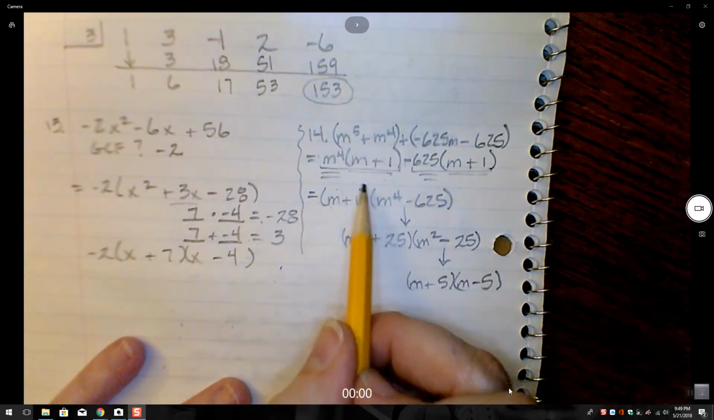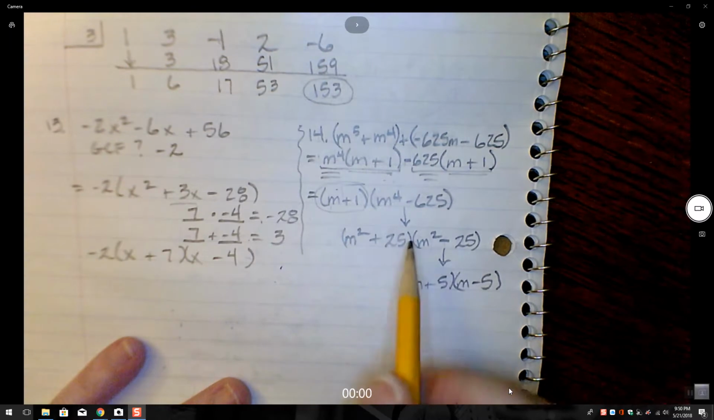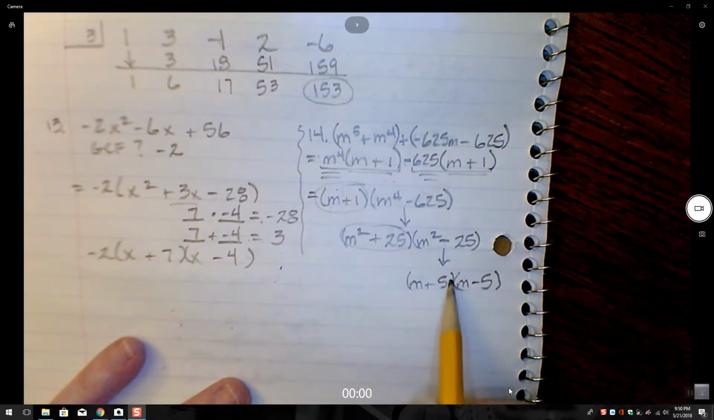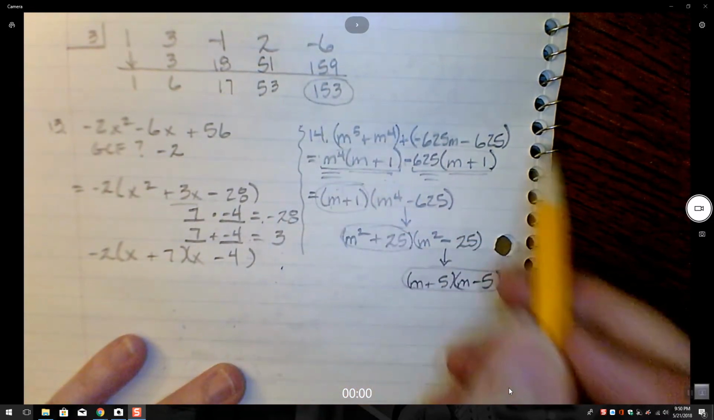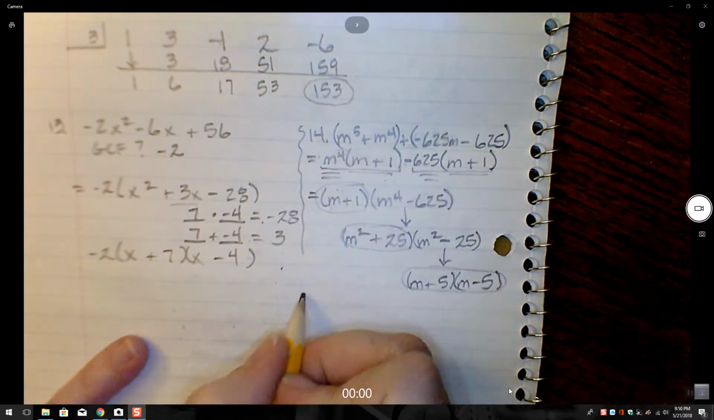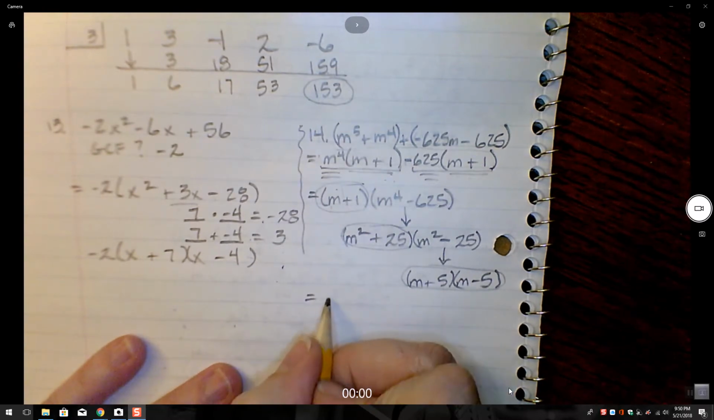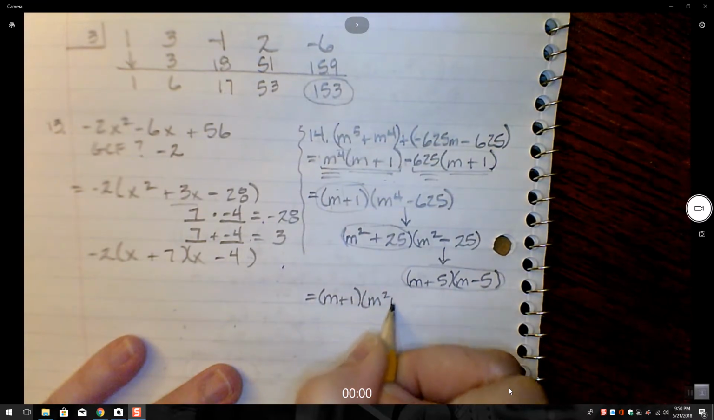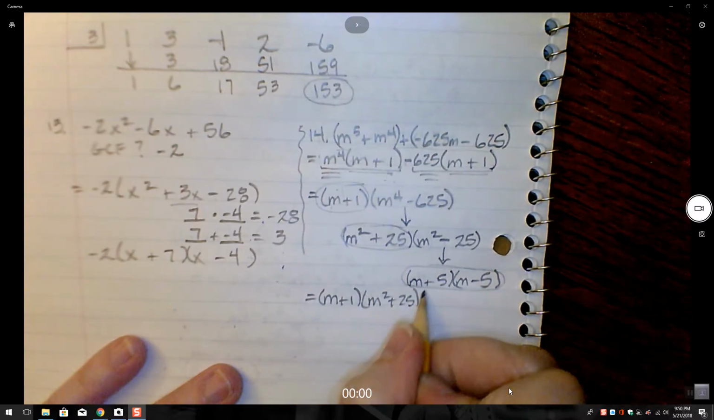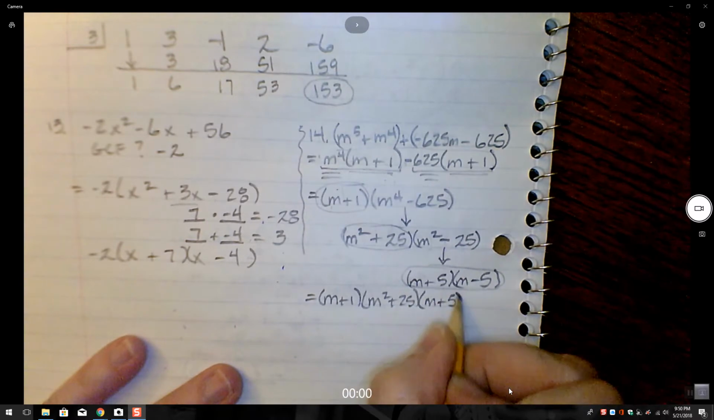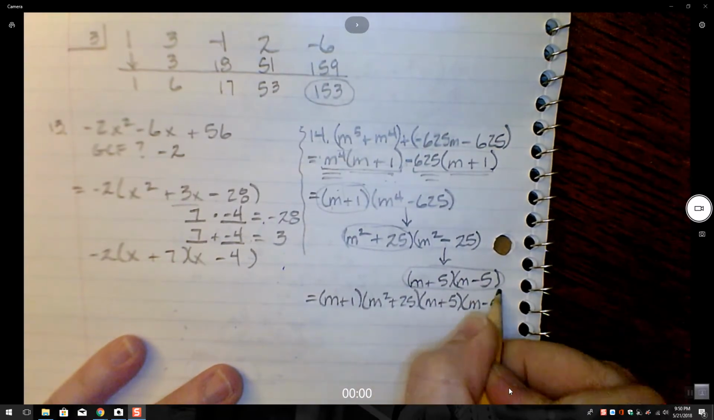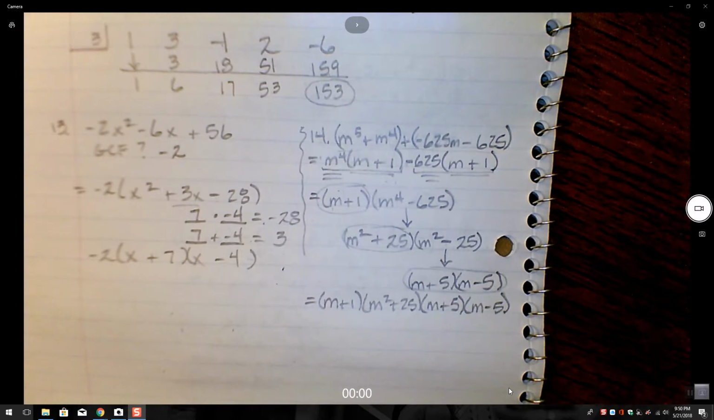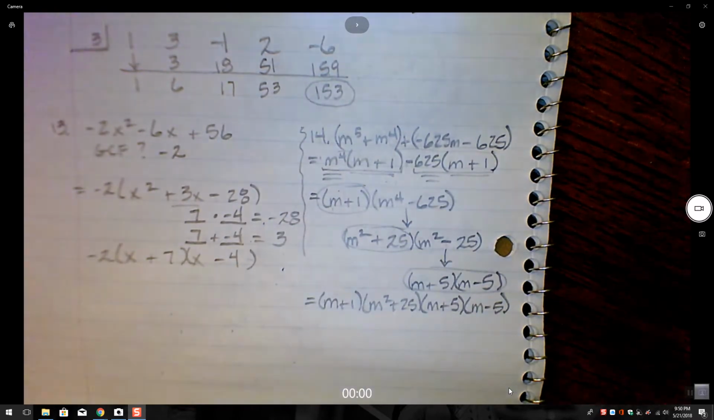So I've got that factor, this factor, and these two factors. Multiply those together and I'm going to get my original expression. So I've got an m plus 1, an m squared plus 25, an m plus 5, and an m minus 5. And we're done. Now, moving on to problem 15, running out of space.